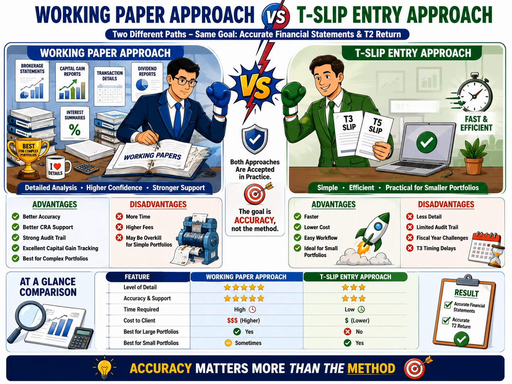The objective is not to prove that one method is superior. The objective is to produce accurate financial statements and an accurate T2 return. The key takeaway from this slide is, accuracy matters more than the method. A good accountant chooses the approach that provides reliable results while remaining practical, efficient, and appropriate for the client's specific circumstances.